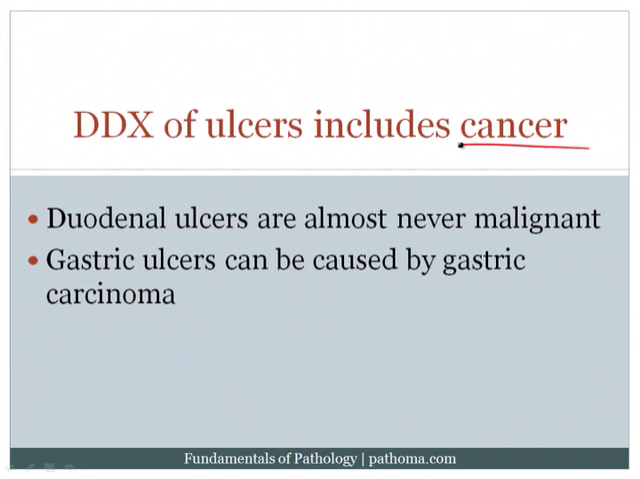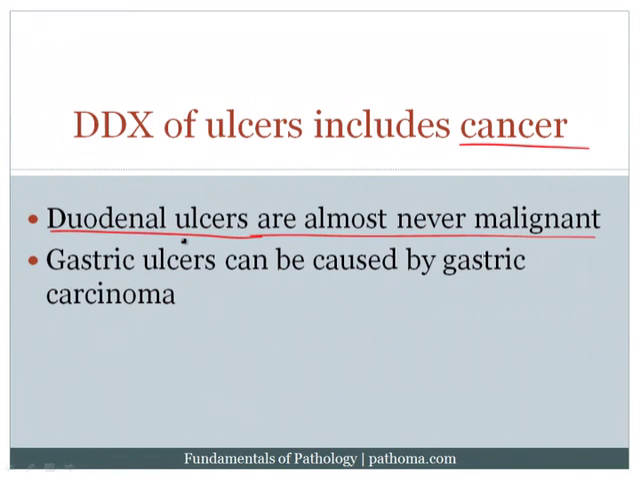And so when we have peptic ulcer disease, one of the things that comes to mind is: is this really peptic ulcer disease due to, for example, H. pylori, or is it cancer? Well, let me start the discussion by saying that duodenal ulcers are almost never malignant. And so that's a very important principle. In fact, duodenal carcinoma is super, super rare.